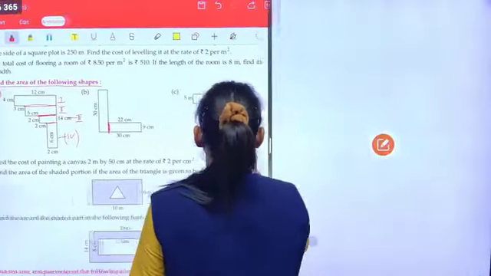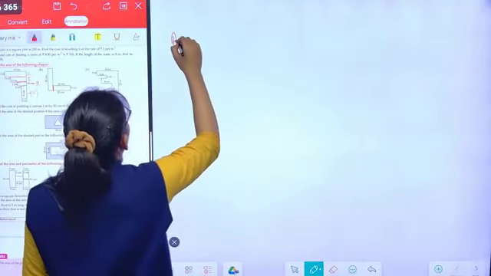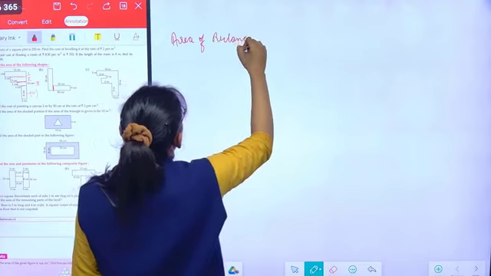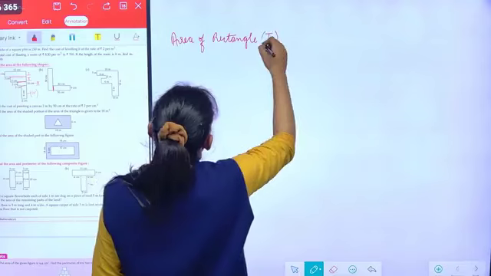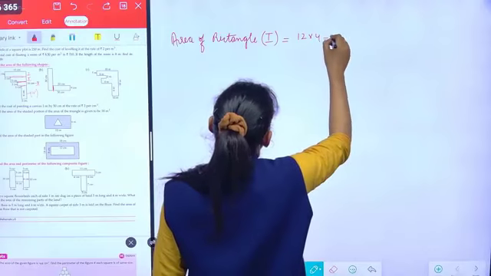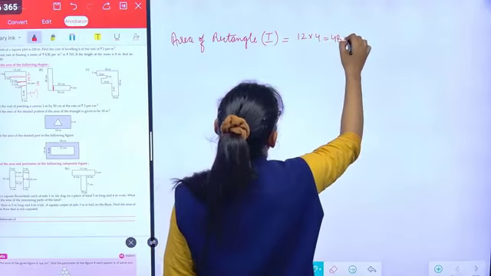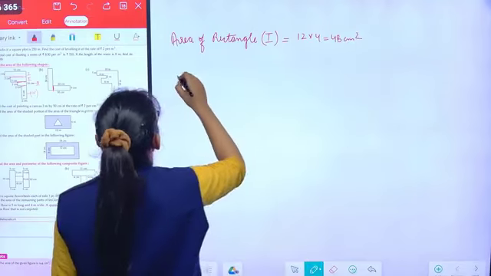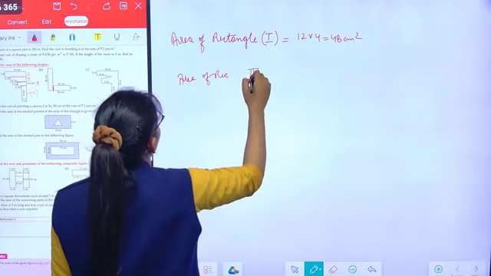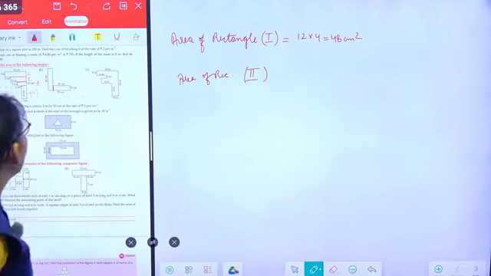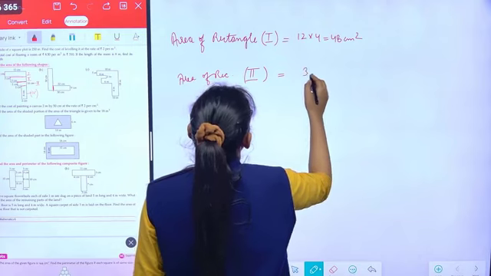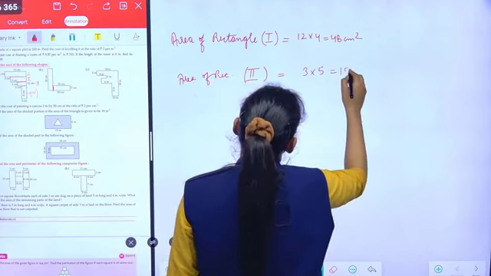Now area of rectangle first, that is 12 fours are 48 centimeter square. Now area of rectangle second. Now class, here this is 3, this will also be 3, means 3 multiply by 5, that is 15 centimeter square.